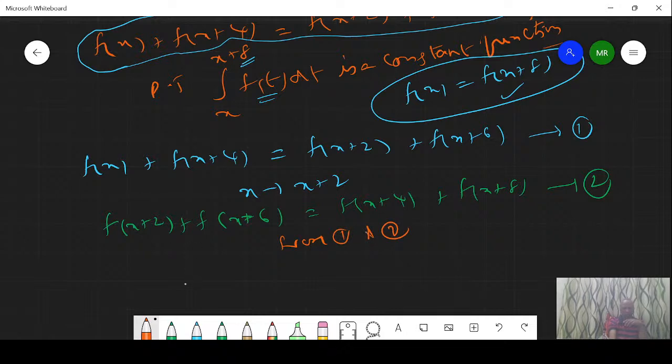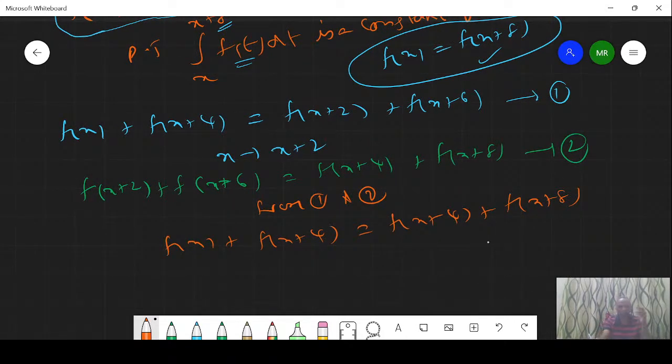From 1 into 2, can I write f of x plus 4? Because this left hand side equal to right hand side here is equal to, I can write f of x plus 4, f of x plus 8. Correct, I can write this from 1 into 2. This will be easy, right? You can write this now.